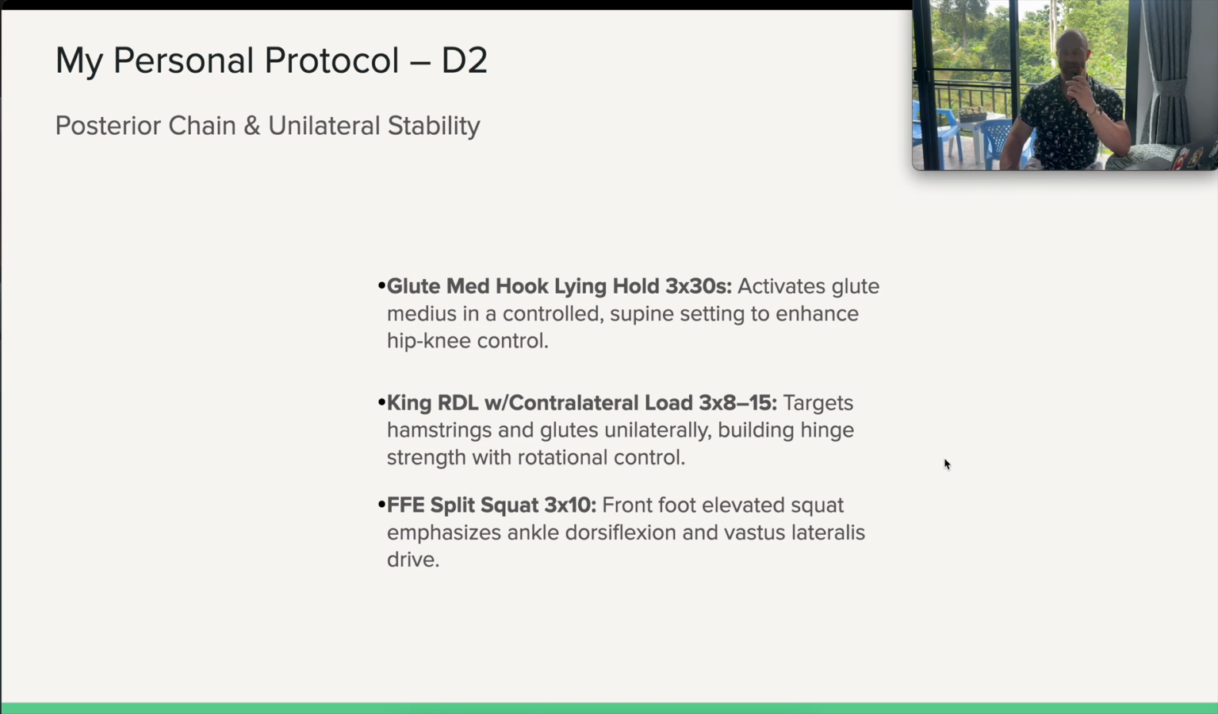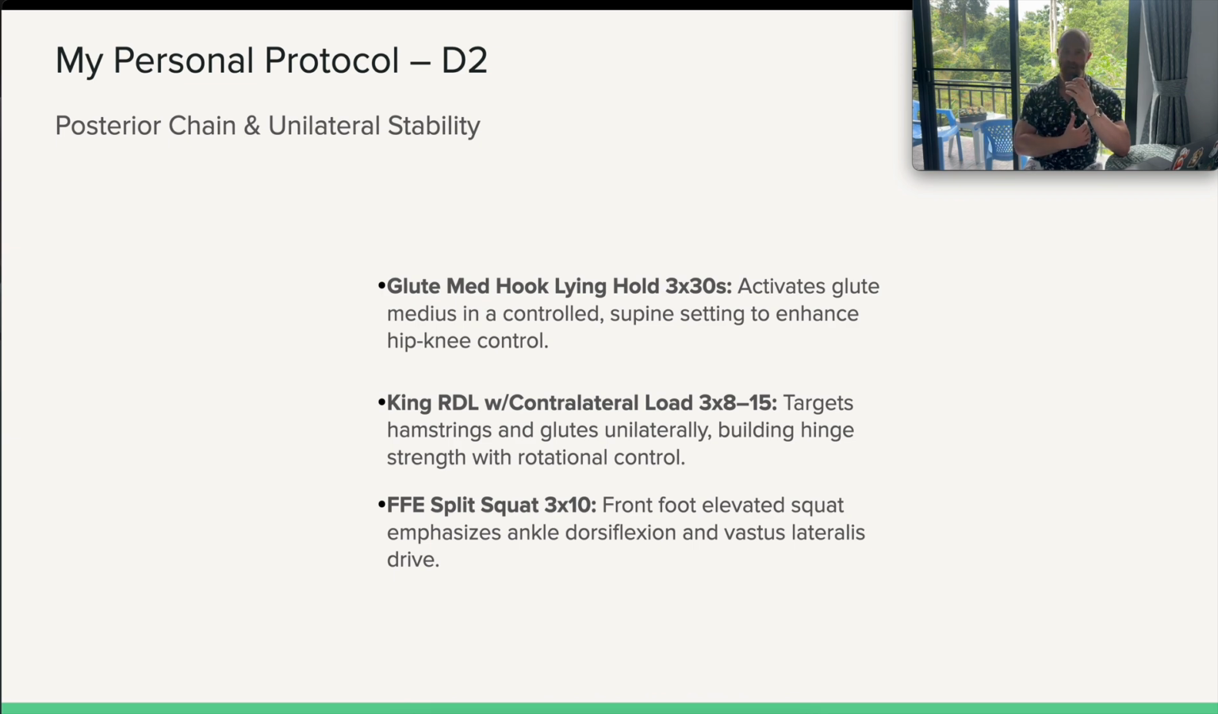King RDL just means you're on one foot, with the other foot in the air, but you don't let your foot go behind you. It just stays in line with the foot that's working. RDL, everybody knows what an RDL is. Contralateral load just means that you're holding the weight in the opposite hand of the leg that's working. So if you're on your left leg, you're going to be holding the dumbbell in your right hand.